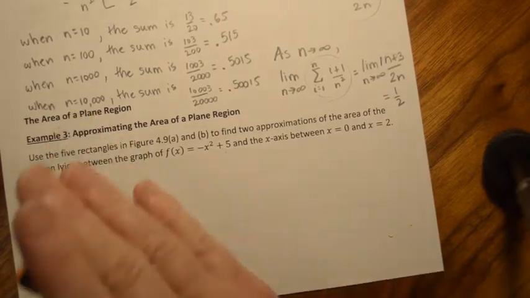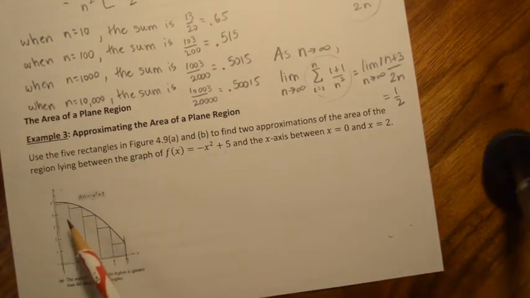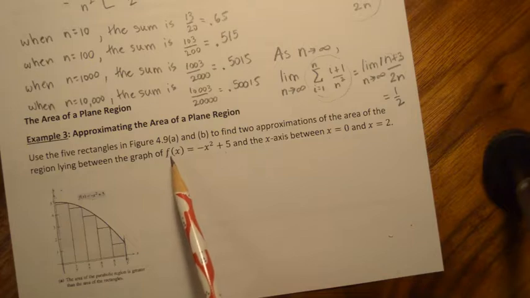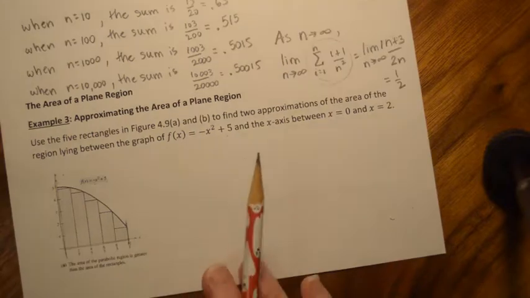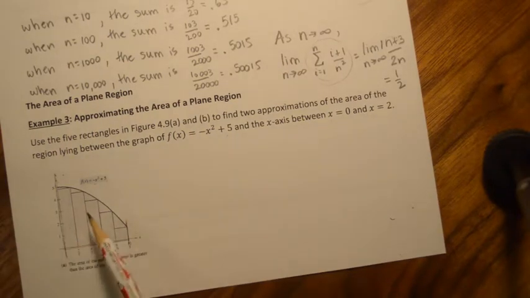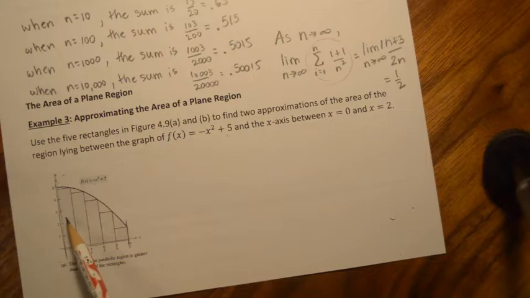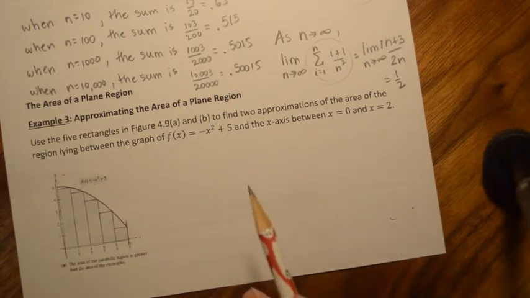Right? So they want us to find the area of these 5 rectangles to come up with an approximation for the area under the curve. Now before we do that, I just want to ask you, will the area that we come up with, the area of these 5 rectangles, be more than what the actual area is or less than what the actual area is?